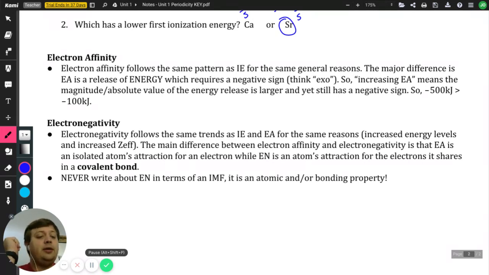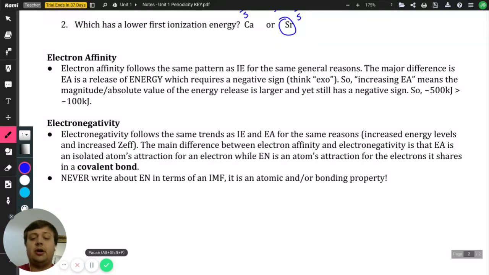The main difference between electron affinity and electronegativity is that electron affinity is an isolated atom's attraction for an electron, and electronegativity is the atom's attraction for electrons it shares in a covalent bond. So typically when we're talking about electronegativity, we're talking about how an atom shares those electrons in a covalent bond.